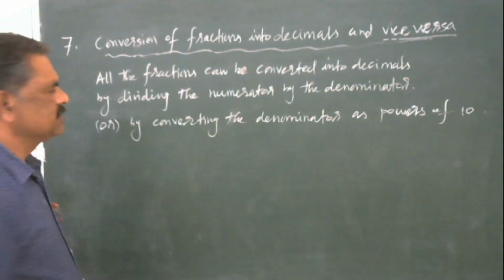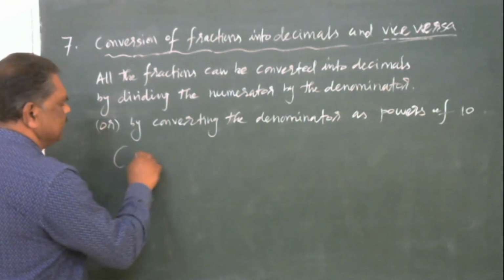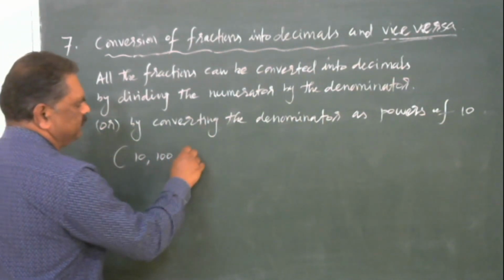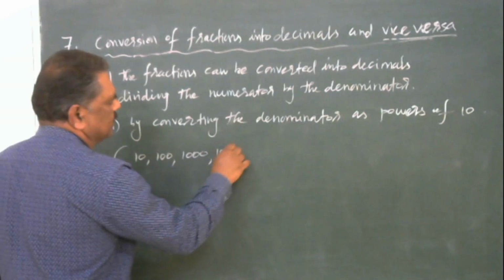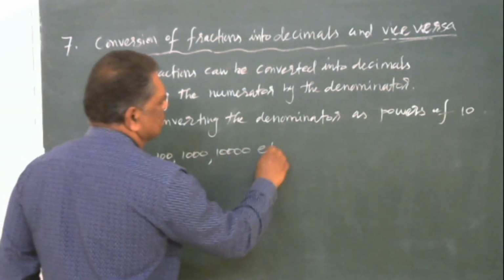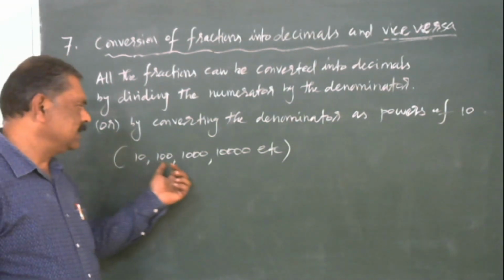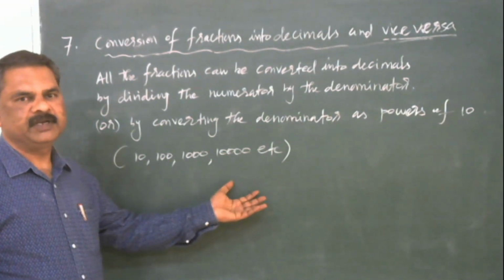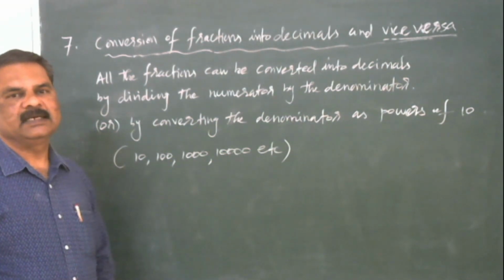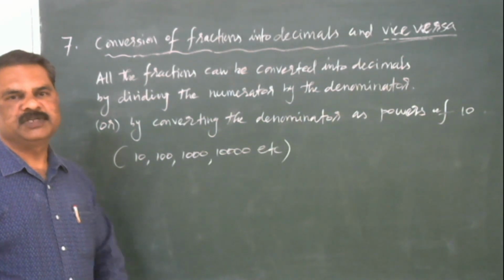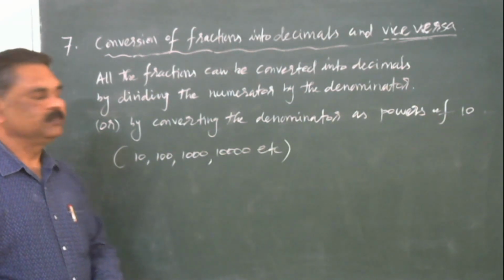What do you mean by powers of 10? Powers of 10 means 10, 100, 1000, 10,000, etc. These are all powers of 10. So we need to bring 10, 100, 1000, 10,000 in the denominator, then we can easily convert them into decimals by using the place value chart.